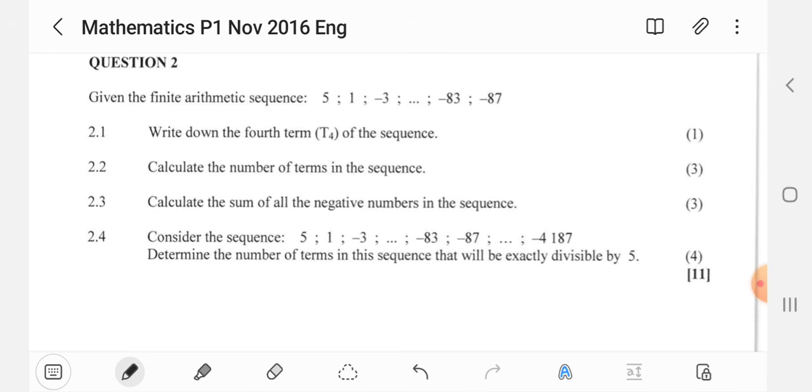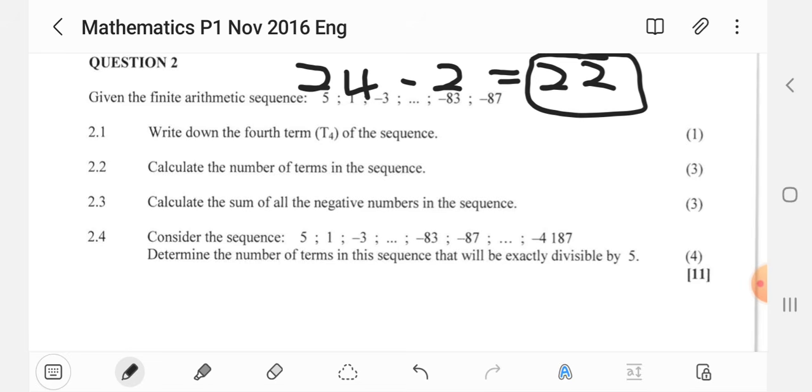So calculate the sum of all negative numbers. We have 2 positive numbers out of the 24 terms in the series. So we have 24 minus 2, and that will give us 22. So we have 22 negative numbers, but they are asking for the sum.